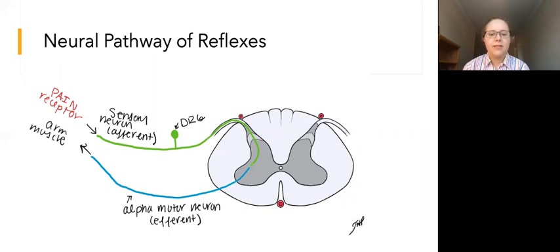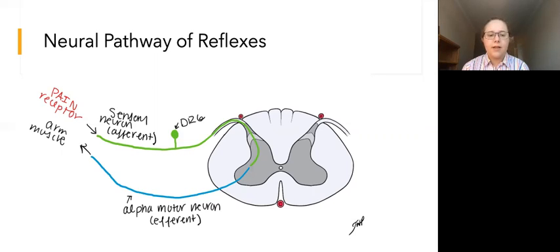First, something happens in or to your body that requires reflexive movement. Let's continue with a hot pan scenario. The hot pan activates pain receptors in your skin. The pain signal then travels along a sensory neuron. This is called the afferent neuron of the reflex. The afferent neuron always travels towards the spinal cord. Its cell body is located in the DRG, or dorsal root ganglion.